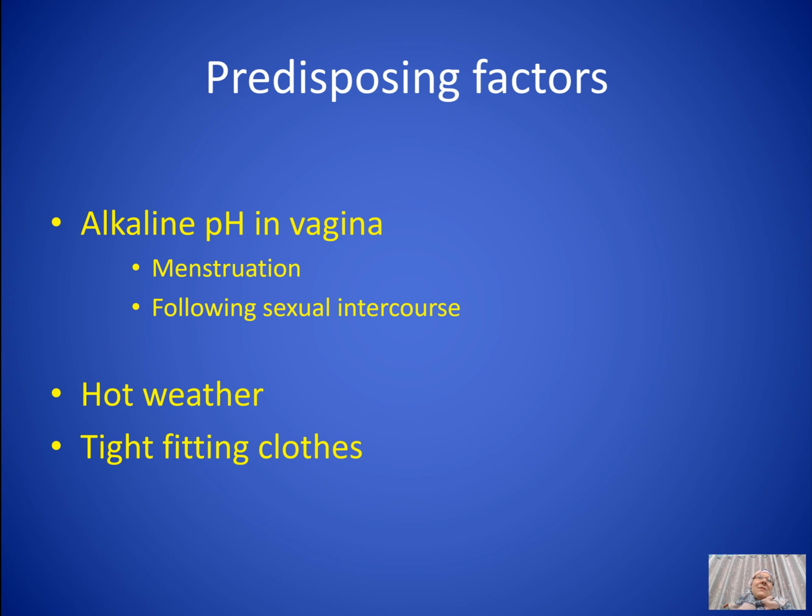The predisposing factors we have already mentioned. This might be a switch from the acidic pH of the vagina to an alkaline pH, which might be associated with menstruation or following sexual intercourse, maybe hot weather or tight-fitting clothes.